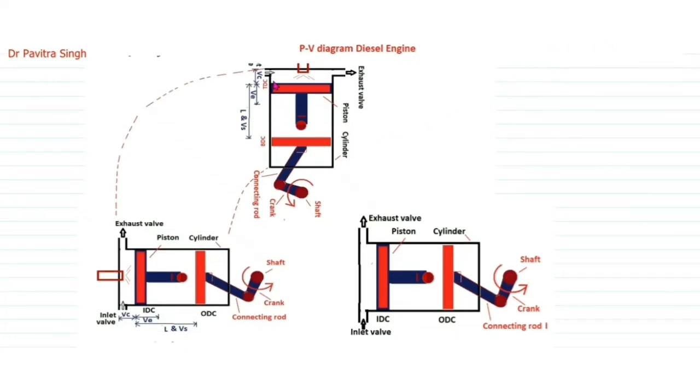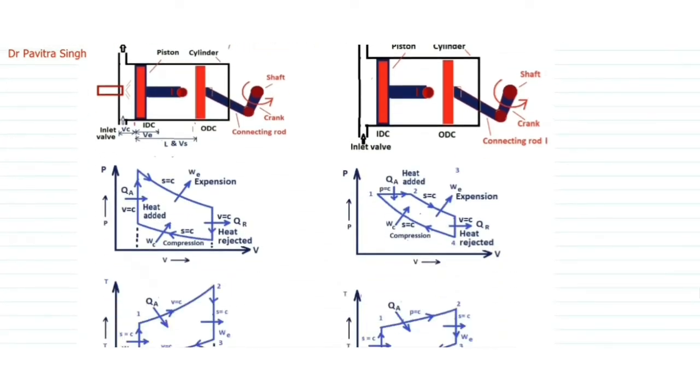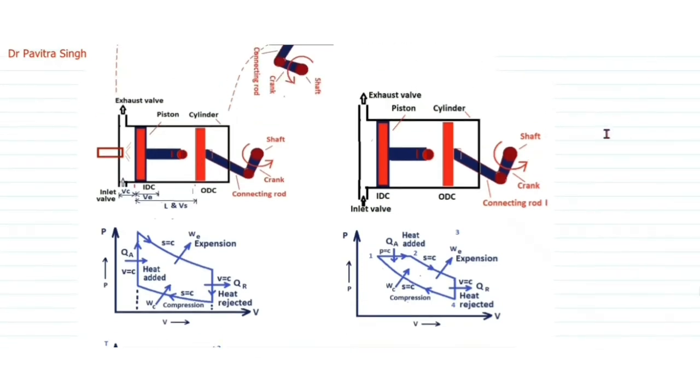Now in this figure you can see this is a vertical alignment of this diesel engine, and this is the horizontal alignment of this diesel engine. In case of vertical alignment, this will be top dead center and this will be bottom dead center, and in horizontal it will be inner dead center and this will be outer dead center. So this is the main difference between vertical and horizontal alignment of an IC engine. This may be a petrol engine or a diesel engine. It depends on the fuel.